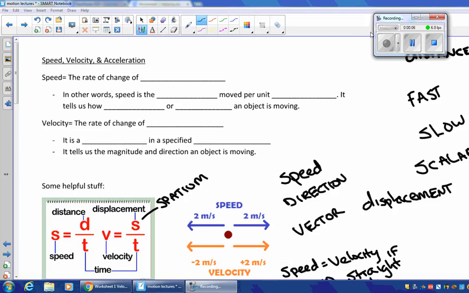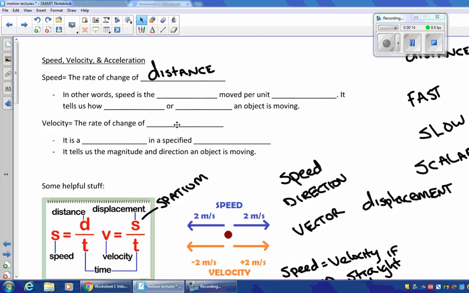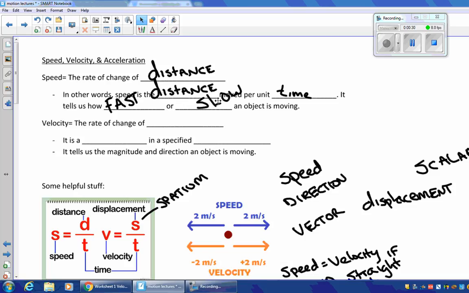This is over velocity and speed. Speed is the rate of change of your distance. In other words, speed is the distance moved per unit of time. It tells us how fast or how slow an object is moving.